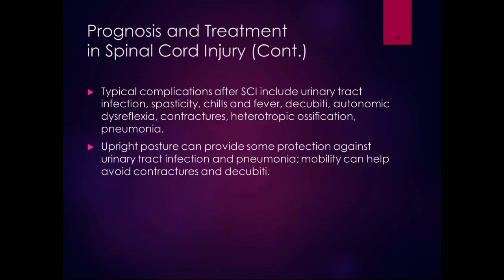So typical complications after spinal cord injury include urinary tract infection, spasticity, chills and fever because of that poor thermoregulation, decubiti, which are pressure ulcers, and autonomic dysreflexia, contractures because of inability to voluntarily move, and heterotopic ossification, which is formation of bone in areas where it doesn't normally form, and pneumonia, because without the abdominal muscles innervated, you lack a good cough reflex. Things can build up in your lungs.